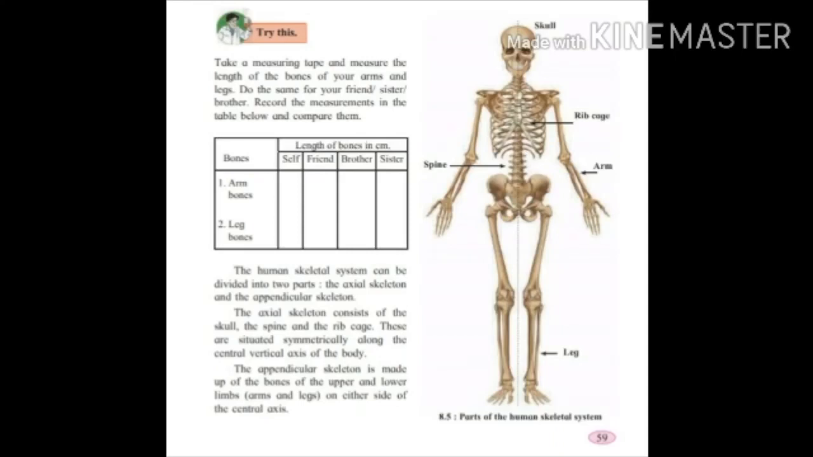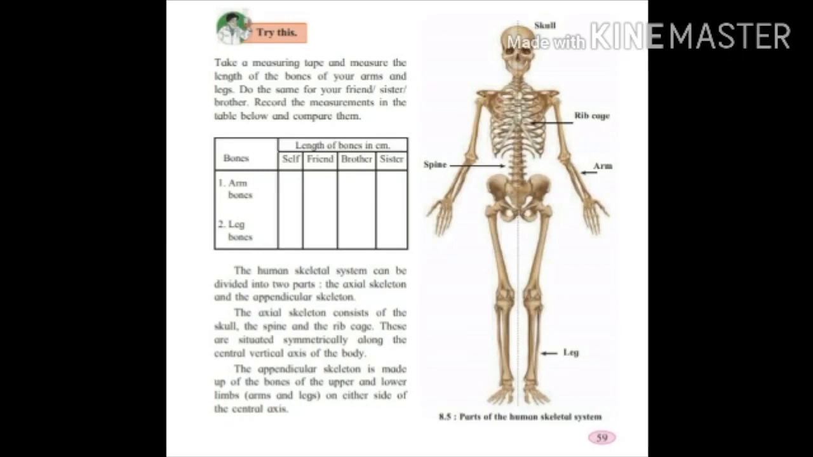Now students, the axial skeleton consists of the skull. Skull means your head, okay? Your skull, then spine, that is the backbone, and your rib cage. These are situated symmetrically along the central vertical axis of the body. In short, it is the central part of your body. Your skull, your rib cage, your spine, everything is in the center, okay? That comes into your axial skeleton.